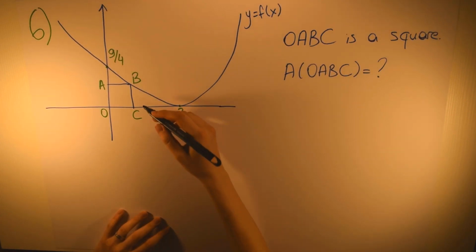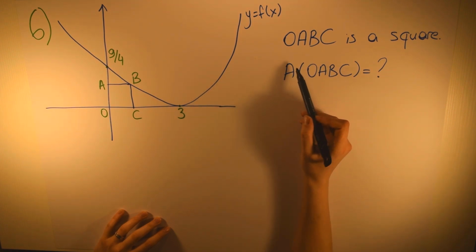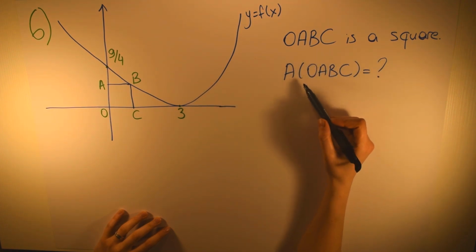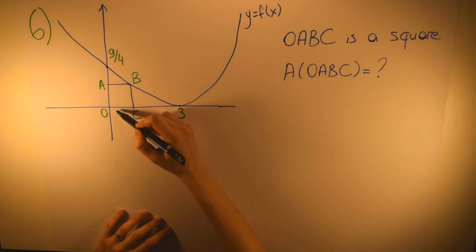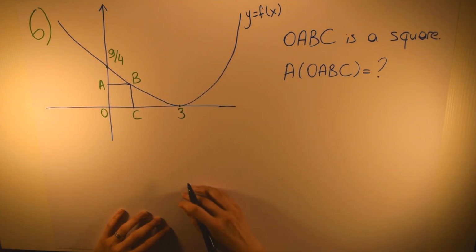Here we have this parabola, and it says OABC is a square. What is the area of OABC? So here we have this square, and its area is asked. So let's first start with the formula for our quadratic equation.